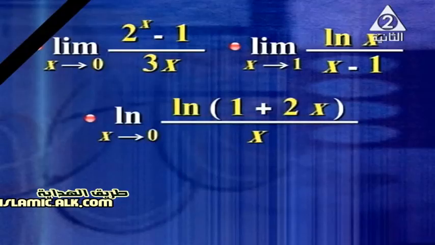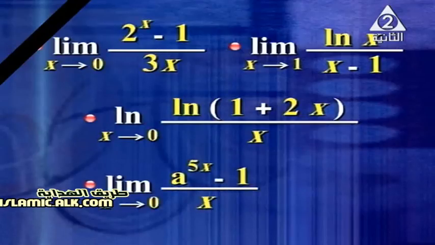Example. Dear student, find the limit when x tends to 0 of 2 power x minus 1 over 3x. Number 2, limit when x tends to 1 of ln x over x minus 1. Number 3, limit when x tends to 0 of ln of 1 plus 2x inside brackets over x. Number 4, limit when x tends to 0 of a power 5x minus 1 over x.